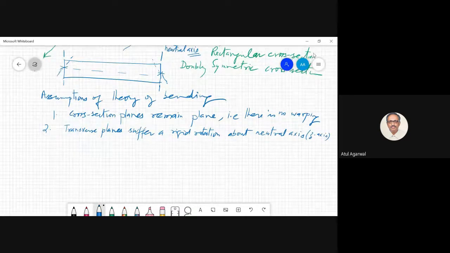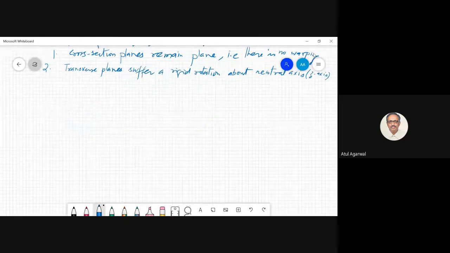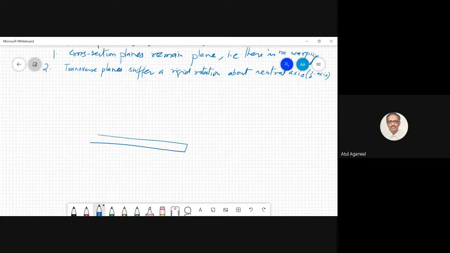If the entire thing had suffered the same amount of rotation, suppose this was your beam, and it was hinged here, the entire thing rotates. Now it is a rigid rotation. The entire thing is suffering a rigid rotation. The bar which was like this becomes like this. All these planes have the same amount of rotation. So you won't call it bending. This is a simple rigid rotation of the entire beam.